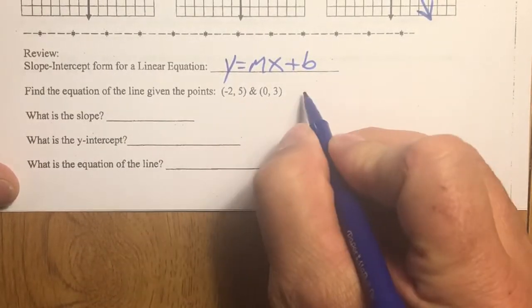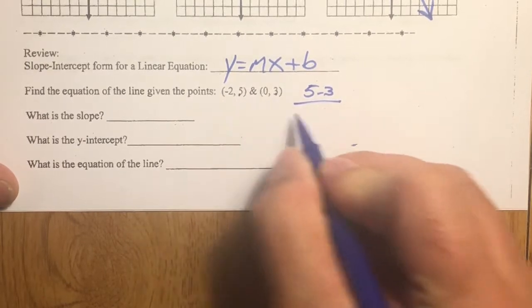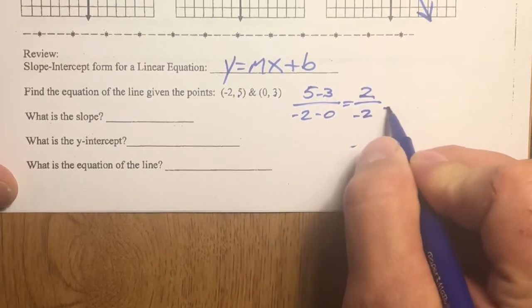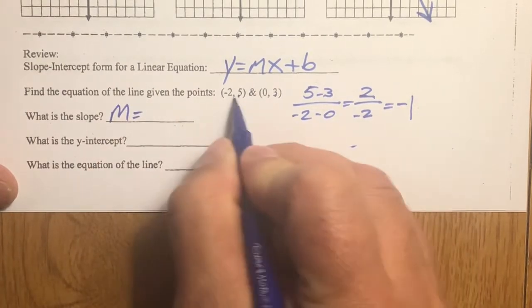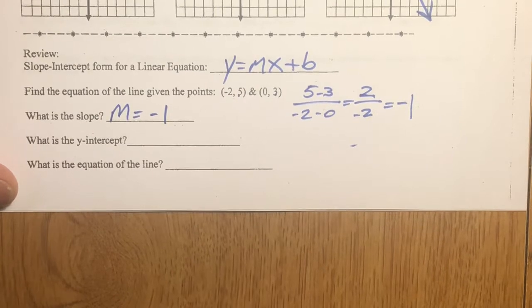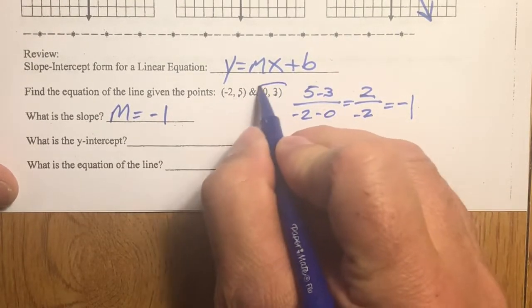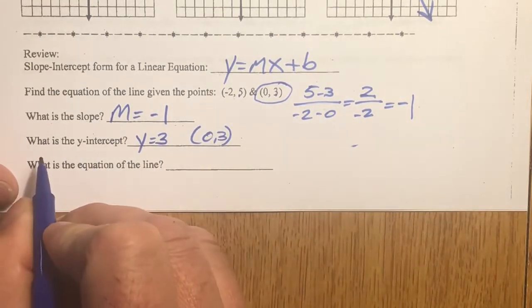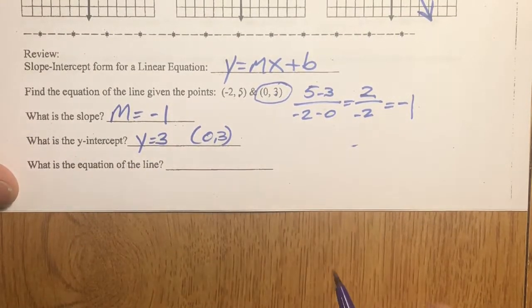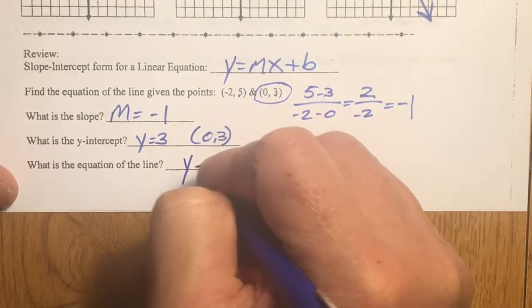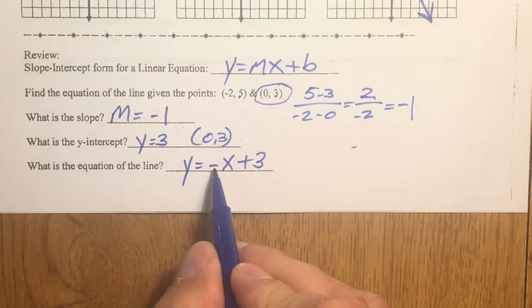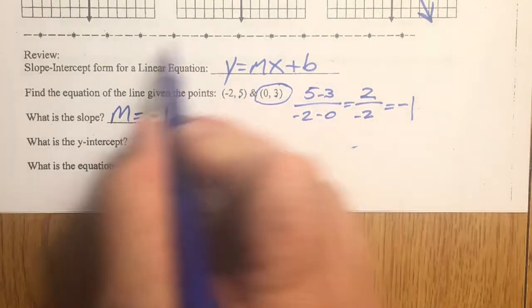Remember, you take the difference in the y values and the difference in the x values, and that gives me 2 over -2. So my slope in this example would be -1. The y-intercept, if you look here, is y = 3, or the point (0, 3). Remember, in order for it to be the y-intercept, the x-coordinate has to be 0. So the equation of this line would be y = -x + 3, just by plugging in my slope, m, and my y-intercept, which is 3. We've done this before, coming up with a linear equation.